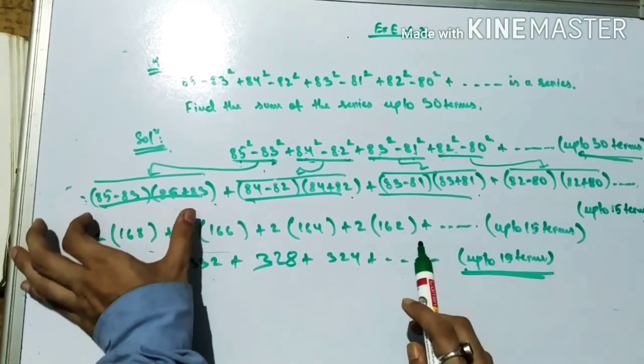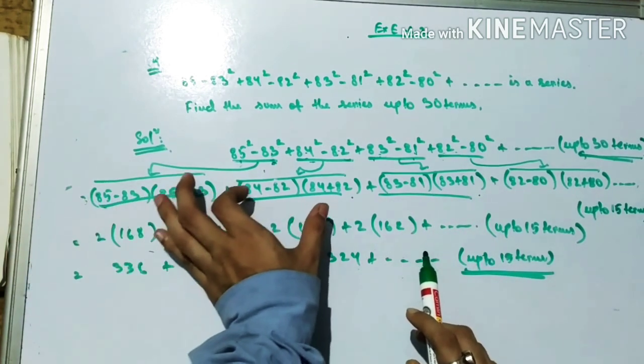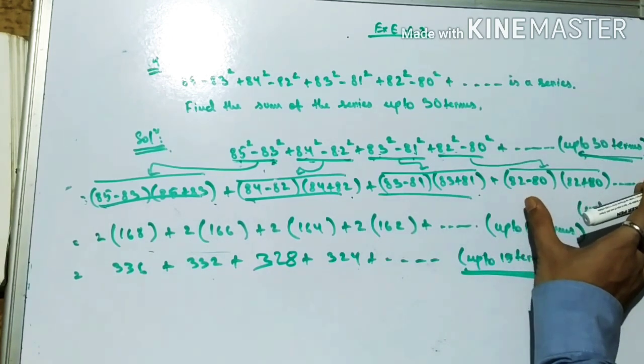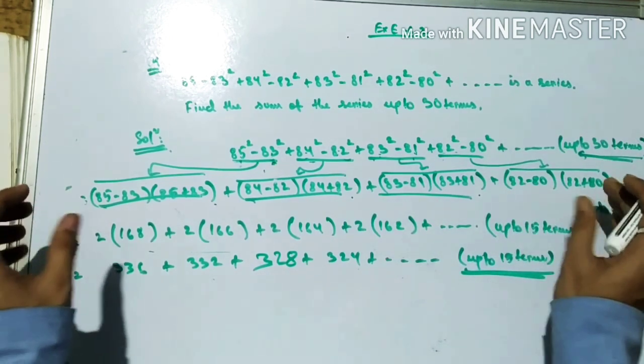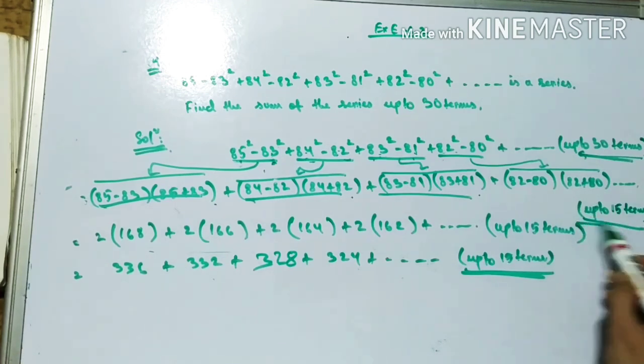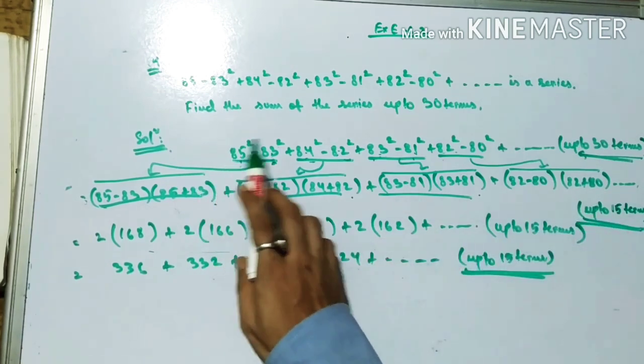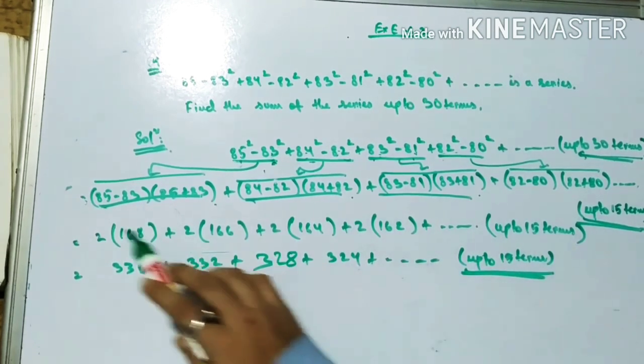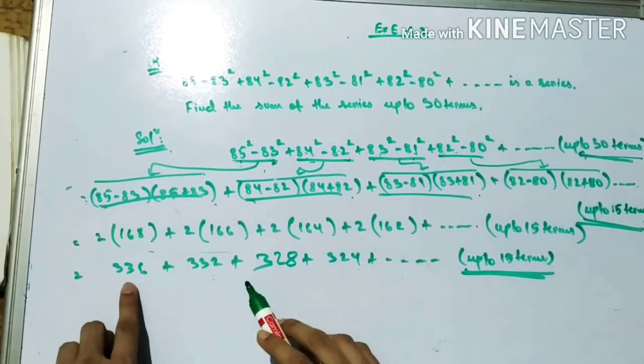So now this is the series, where this is the first term, this is the second term, this is the third term, this is the fourth term. Understand? So in this series I will have to add up to 15 terms, because in here 2 terms became one single term, up to 15 terms. Now if I solve these, I will get 336.